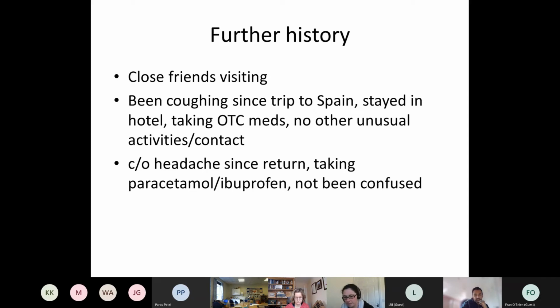So we managed to get a bit more history from friends. She'd been coughing since a trip to Spain a couple of weeks ago, where she stayed in a hotel, taking some over-the-counter meds for that. No other unusual activities or sexual contact that they were aware of. And then she's been complaining of a headache pretty much for the last 2 weeks since returning, and now she had become confused. So this is feeling like more of a subacute picture than a very acute one.